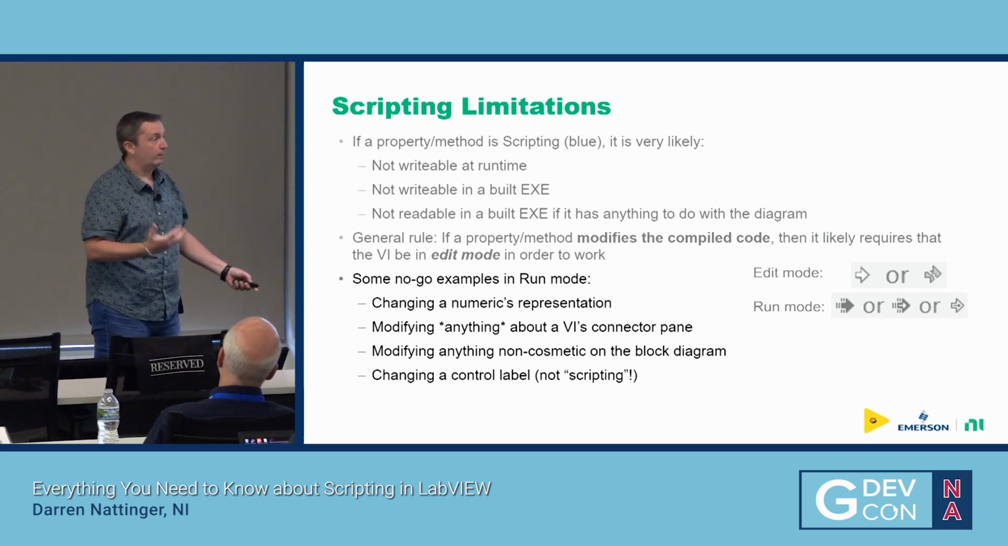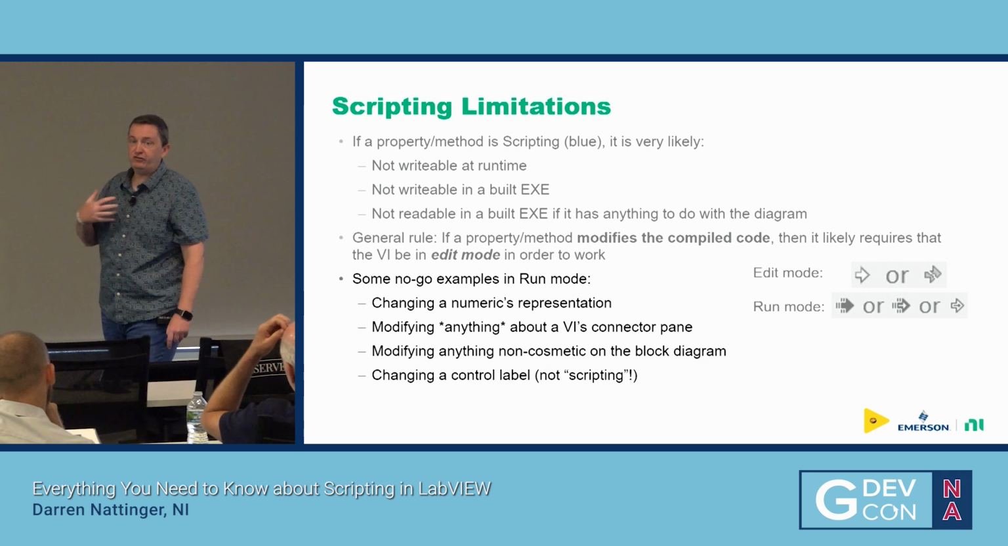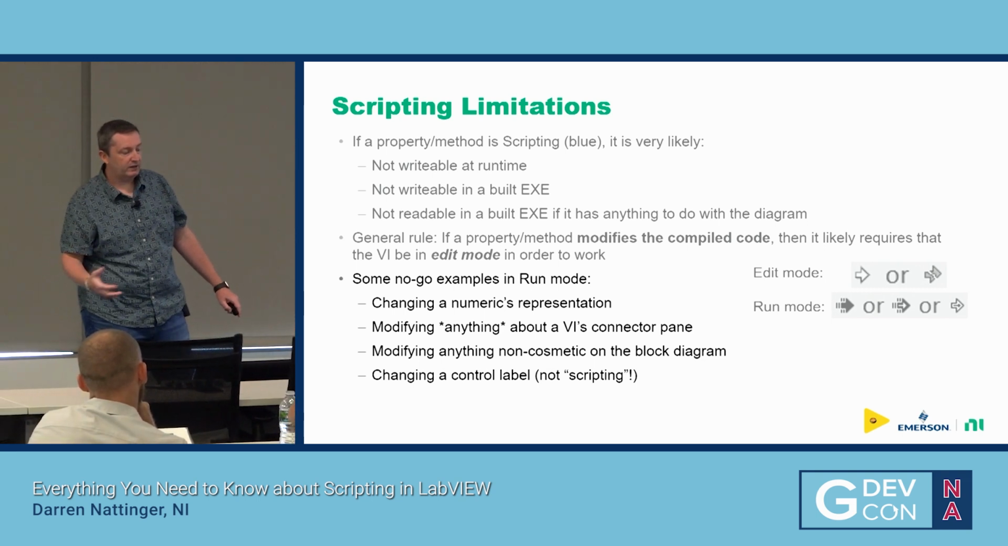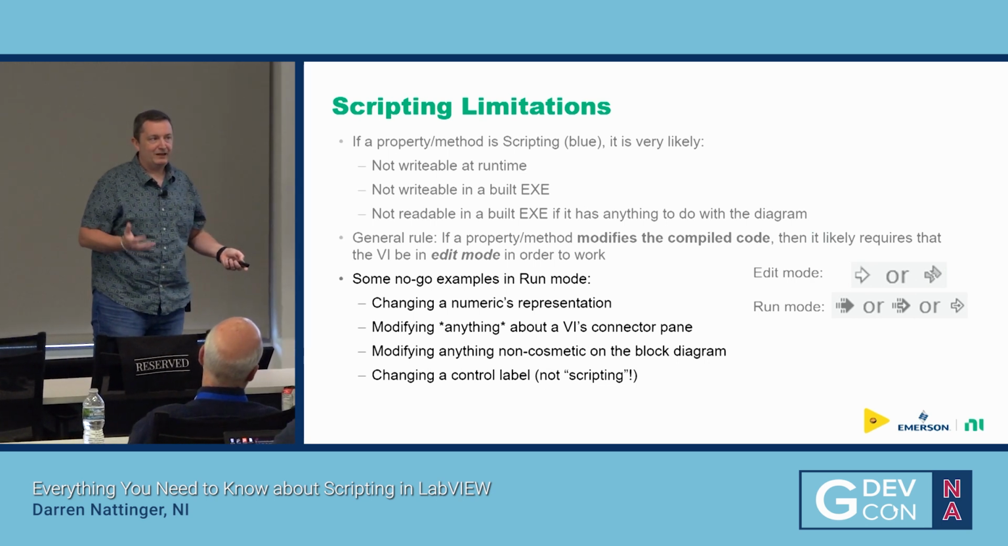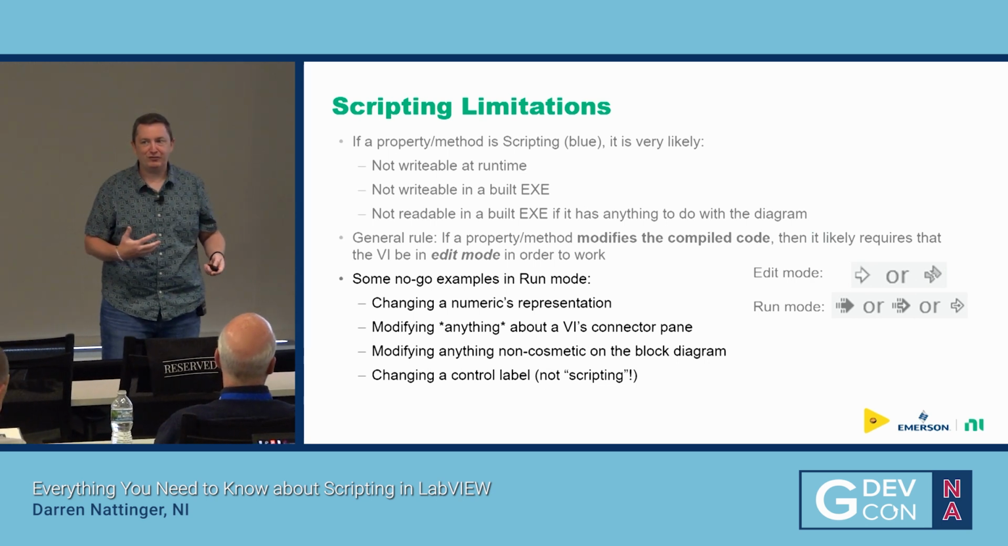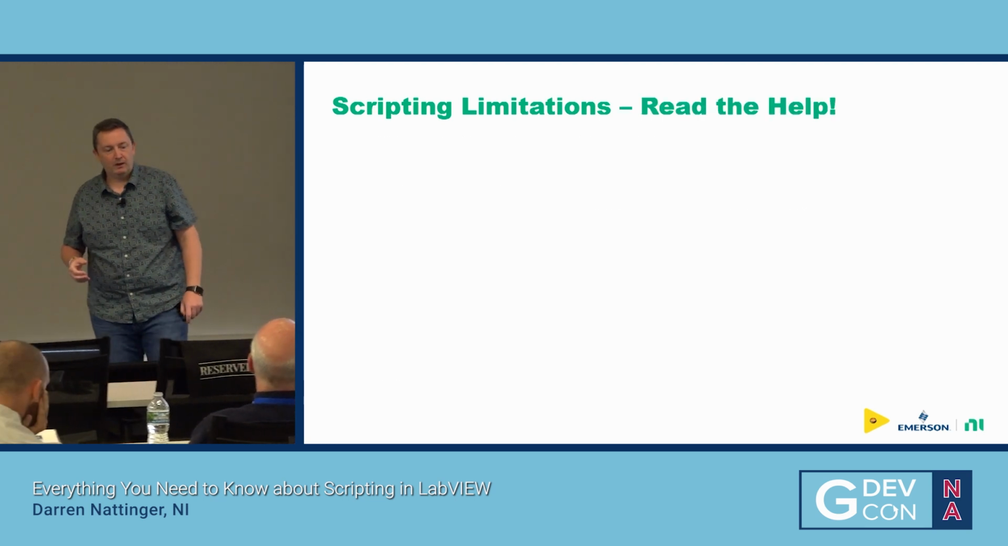You cannot change the representation of a numeric, because that would change the compiled code. You can't change anything about the connector pane of the VI. You can't change anything non-cosmetic on the block diagram. And even though it has nothing to do with scripting, you can't change the label of a control while your code is running, because that also changes the compiled code.